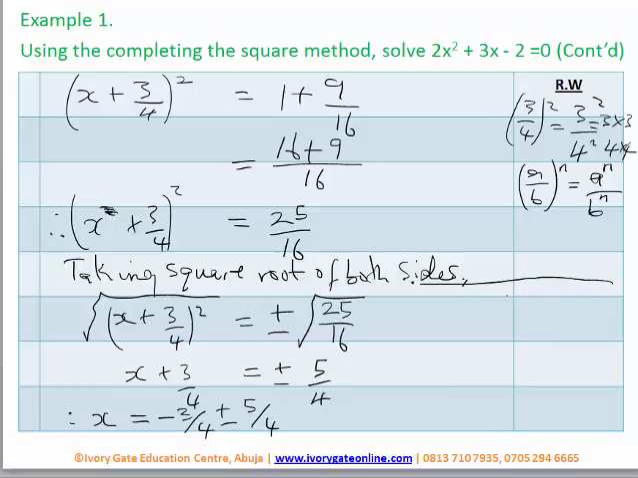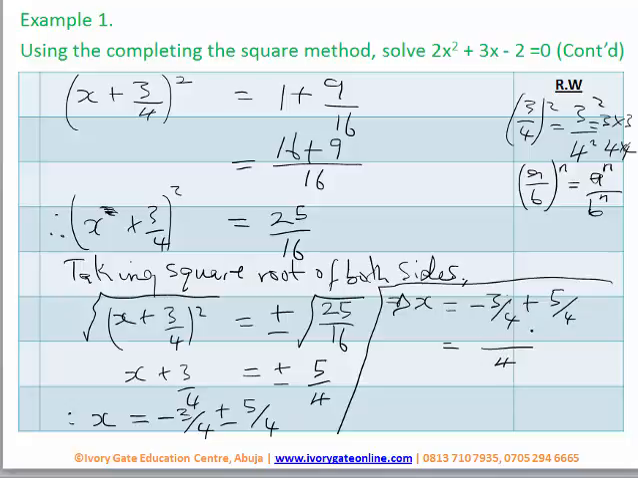So if we take this on this side, we now have, this implies that x is equal to minus 3 over 4 plus 5 over 4, which is, the LCM is 4. We have 4 divided by 4, 1 times this, minus 3. 4 divided by 4, 1 times 5, we have plus 5. So minus 3 plus 5 gives us 5 minus 3, which is 2 over 4, which is equally 1 over 2.